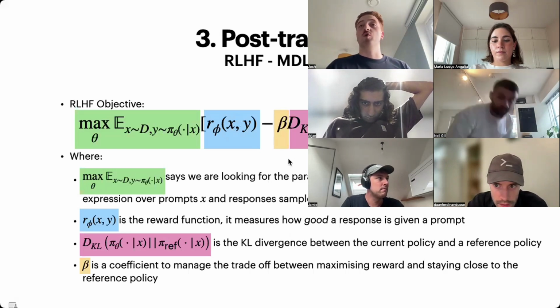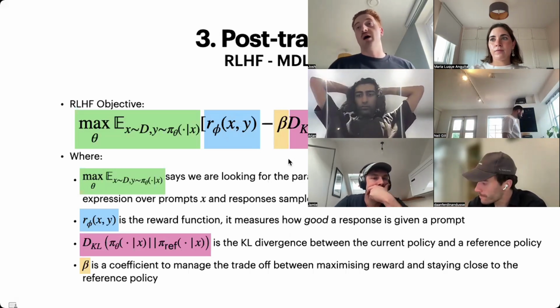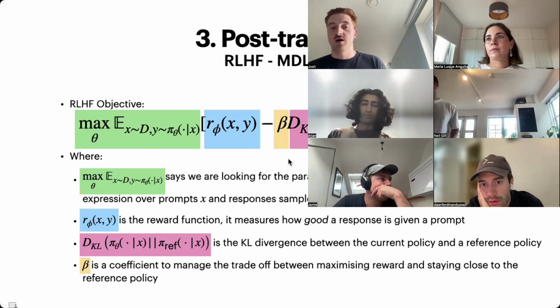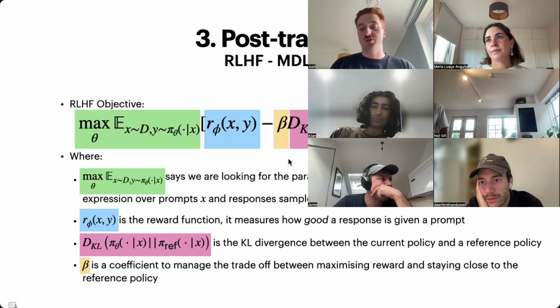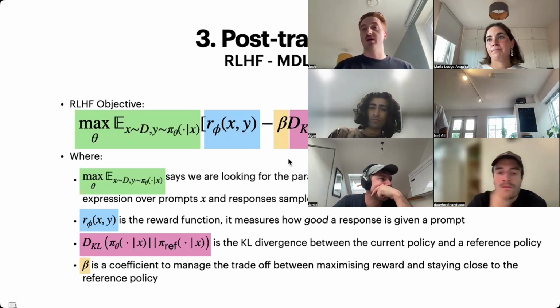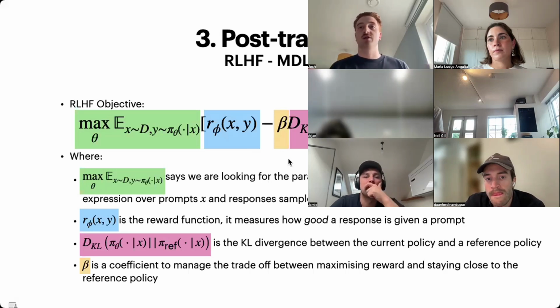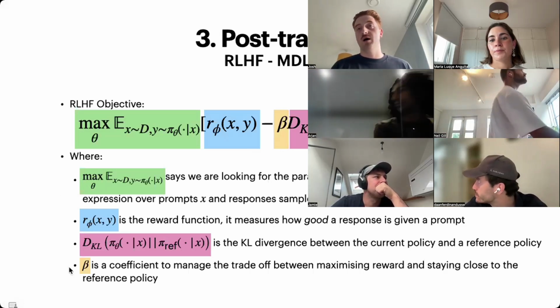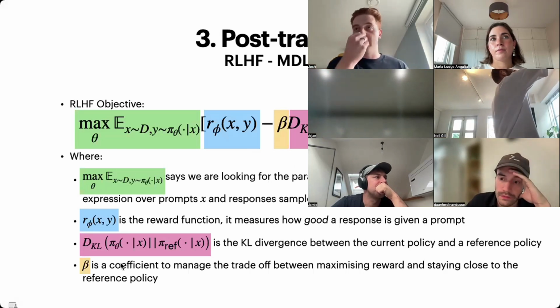And then what you do is you want to weight that reward by a KL divergence between the current policy and a reference policy. KL divergence is just a way to quantify how similar two distributions are. So in this case the KL divergence would be higher if the distributions start to deviate from each other. And then you have a coefficient here that you use to manage the impact of the KL divergence.